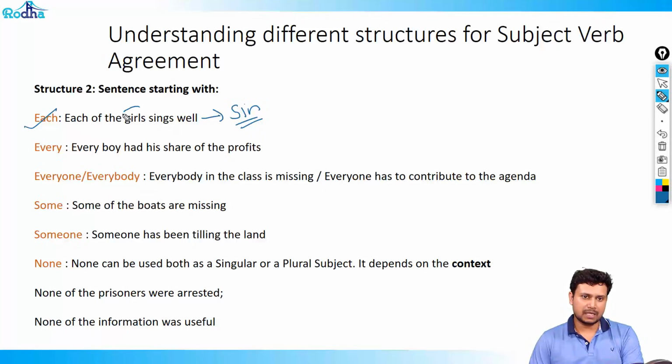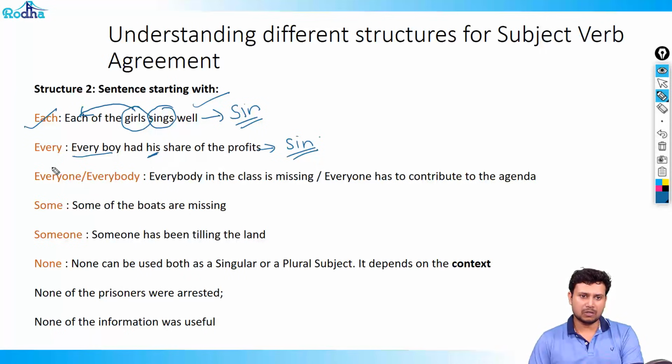Now, you might be thinking, who is singing? Girls. Now, girls is plural, so ideally it should have been sing. But it is not just girls, it is each of the girls, and I just told you that each is singular. So, this will become sings. Therefore, correct. Same logic applies for every. Every also is singular. We'll take a singular verb. So, if you have every boy, add his, which is singular.